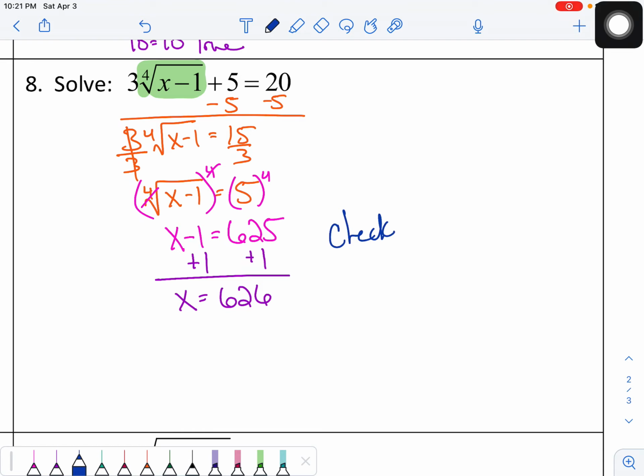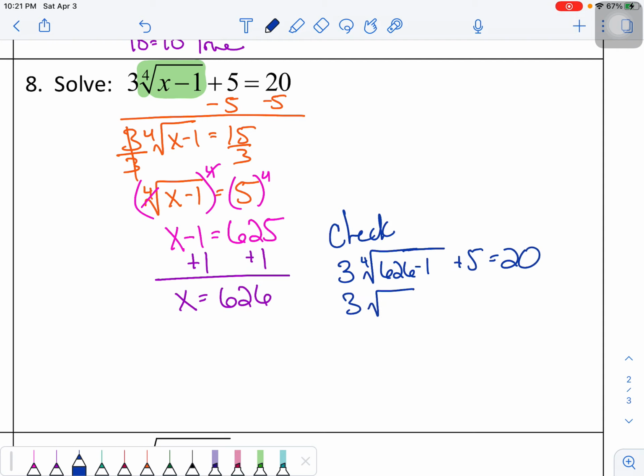And so you're going to check your work. So we've got 3 times the fourth root of 626 minus 1. Make sure the root goes over everything, plus 5, and we think that's going to equal 20. So there's going to be 3 times the fourth root of, let me actually write a 6 there, 625. It's going to be 20.